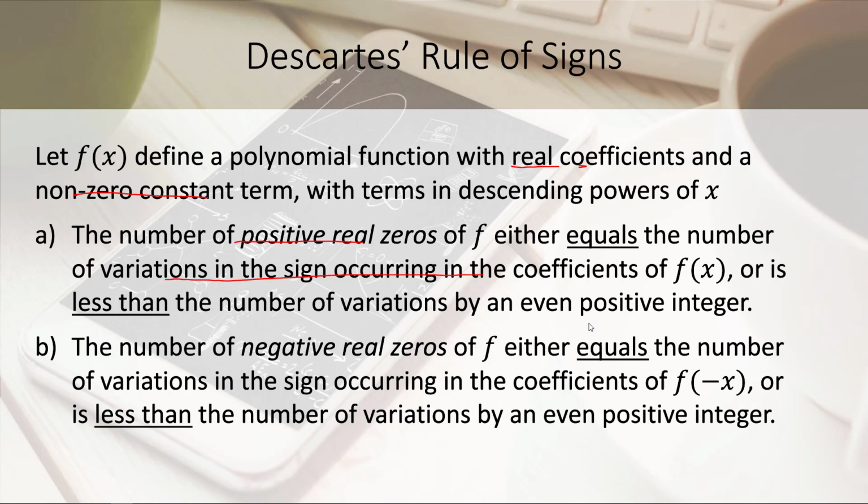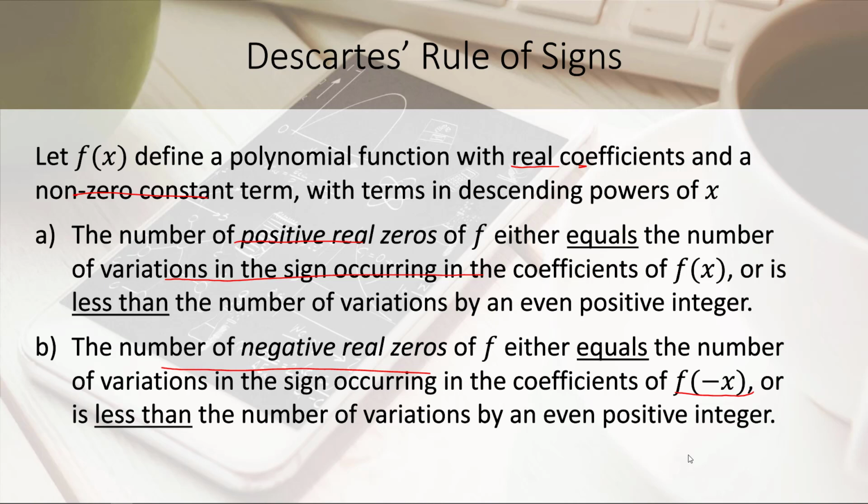So if it's 3, it could be 3. If it's 5, it could be 5, 3, or 1. Or if it's 4, it could be 4, 2, or 0. Okay, for the negative zeros it's pretty much the same, except you evaluate f of negative x, then count the number of variations in the sign, and the number of negative real zeros is going to be equal to the number of variations in the sign when you evaluate f of negative x, or it's going to be less by an even positive integer, 2, 4, 6, 8, or whatever.